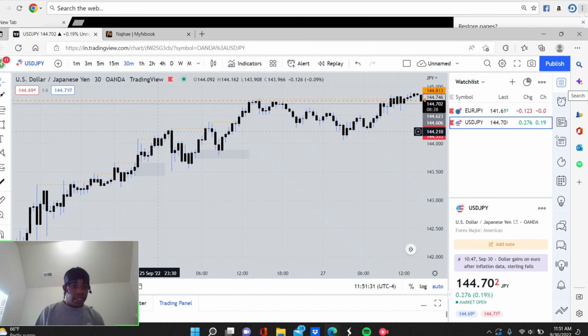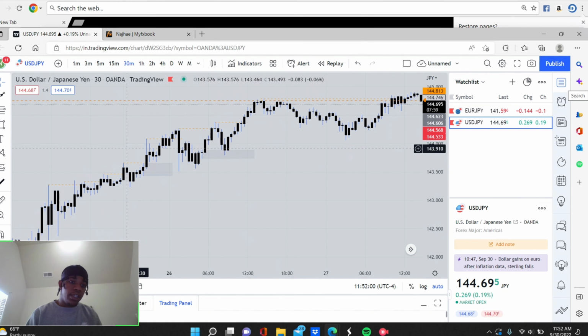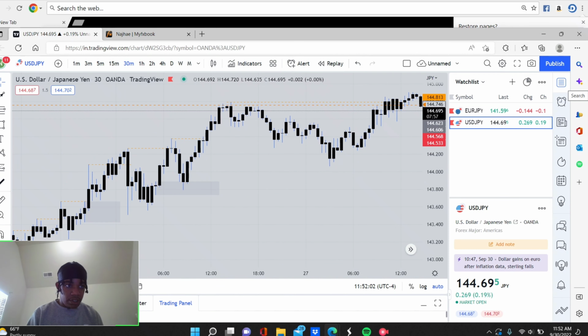But what you gotta recognize is these zones, even though they're clean imbalances, clean zones, do not have to hold. They do not have to get hit, because the markets do not have to respect the zone that you have drawn on your charts. That's what you need to recognize. If your zone does not get hit, it is what it is. New zones will present themselves, and that's what I need y'all to recognize.